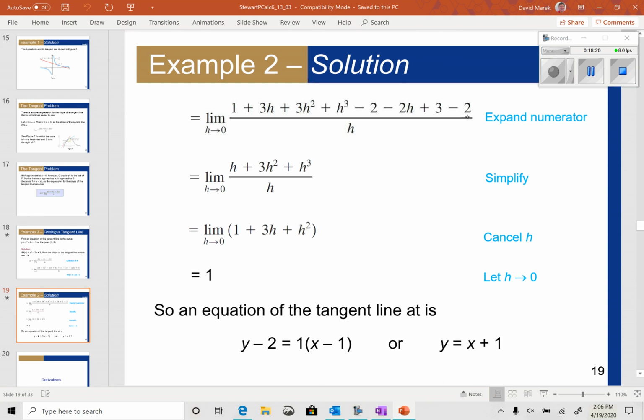We can apply our definition here of a limit as h approaches 0. 3 times 0, 0 squared. This limit is equal to 1. And remember, this limit tells us the slope of the tangent line. So that goes here into our lovely little point slope formula. Simplify it. This time they did decide to put it in slope intercept. The equation of the tangent line to that cubic curve at that point is y equals x plus 1.